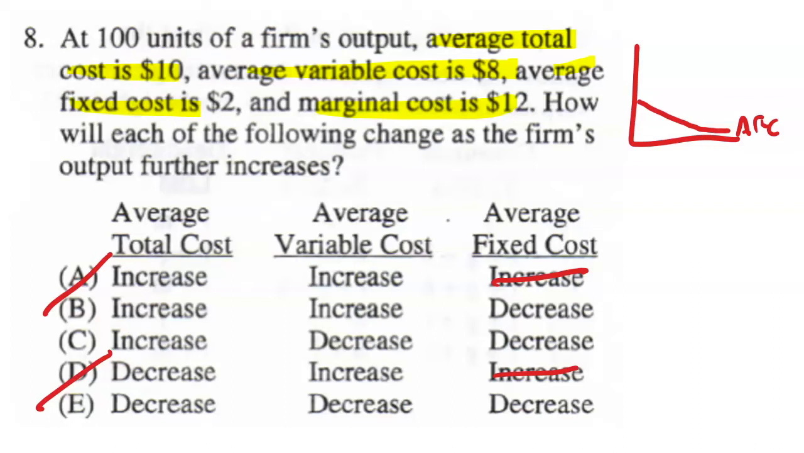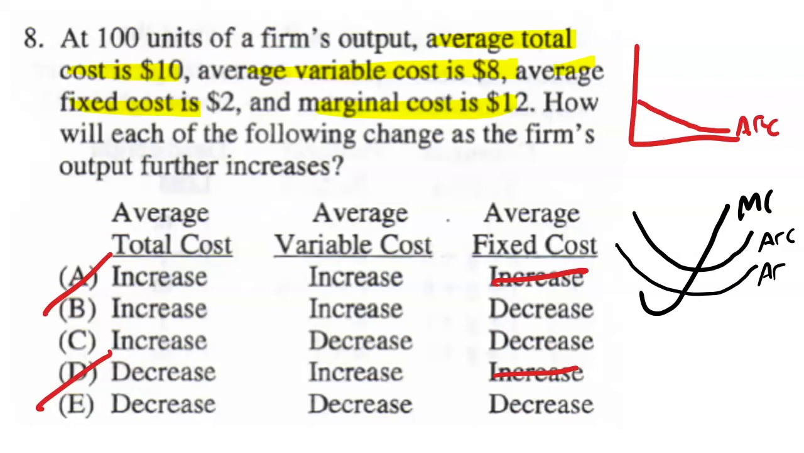So here, let's just draw this out. This is our marginal cost. This is our average total cost. And this is our average variable cost. So here, if we're producing at 100 units, the ATC is 10, the AVC is 8, and the marginal cost is $12. Well, that means the point should be 100, and then here it's going to be $12. ATC is going to be $10. And then the AVC is going to be 8.